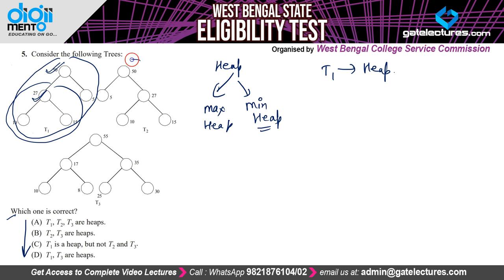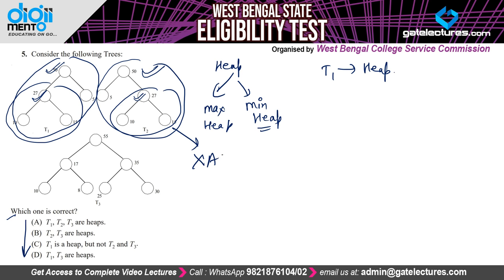In case of T2, in the entire tree, this is the maximum data, that is correct. But the problem is, this is not an almost complete binary tree. Okay, so heaps are generally almost complete binary trees only. Now, because this is not representing an almost complete binary tree, that is why it is not a heap. Even though every root node is containing the maximum data, this tree is not an almost complete binary tree, so that is why it is not a heap.